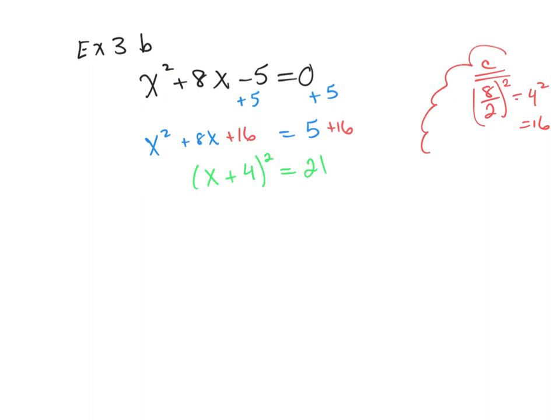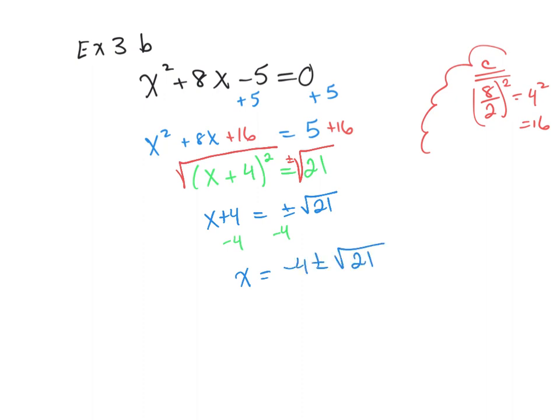Now we're ready to solve it. We have x listed once. It's going to be just the same process. So you're going to take the square root of both sides. Don't forget about your positive and negative values on the right-hand side. So it leaves us with x plus 4 equals positive or negative square root of 21. Then we're going to subtract 4 from both sides. So x equals negative 4 plus or minus the square root of 21.